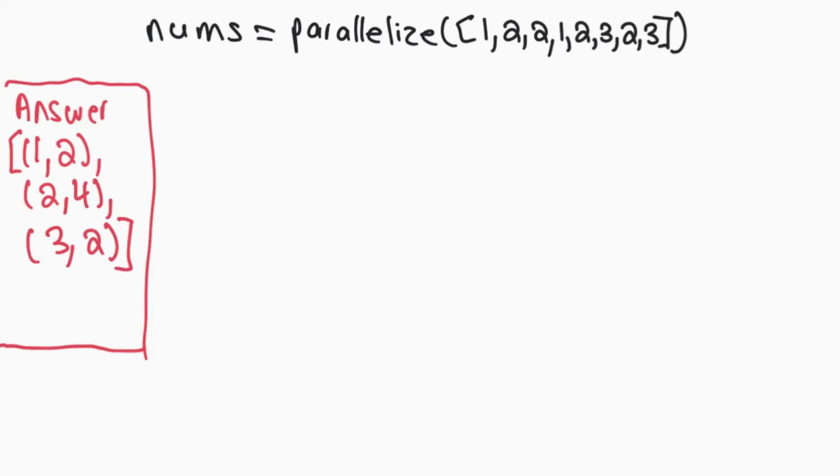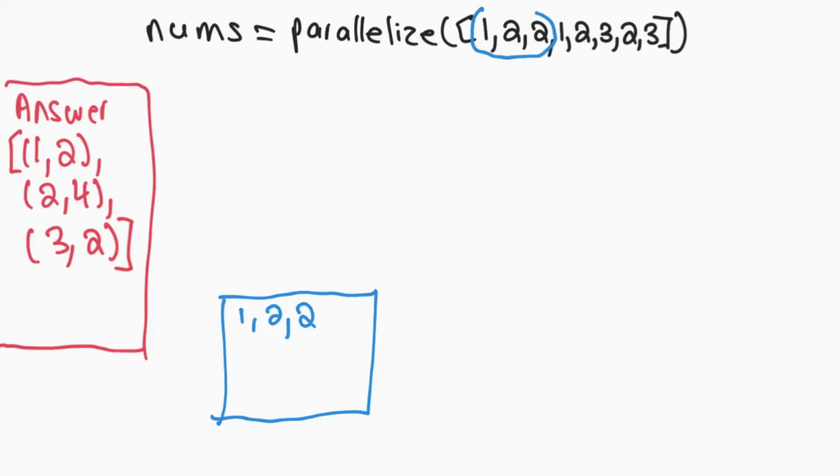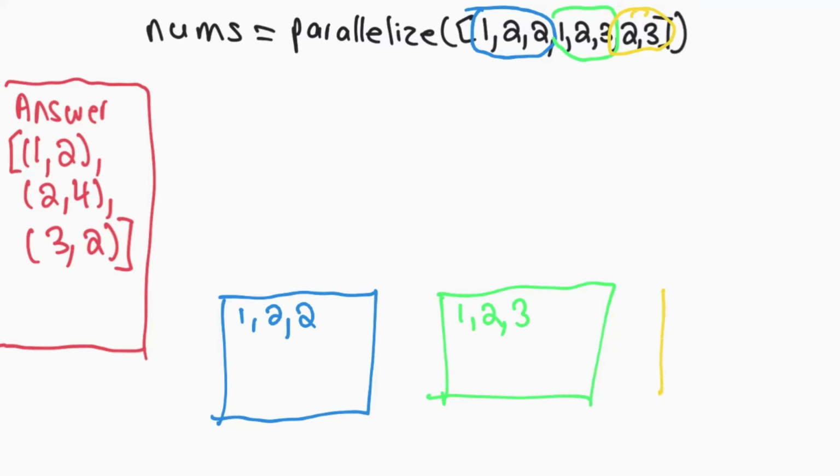So right now, it's distributed something like this, where on this one machine, we have, say, 1, 2, 2, so that'd be the first 3 elements. Maybe they're on this machine, maybe on this one, we have 1, 2, 3, so that'd be these ones. And then on this machine, we have these 2 elements.